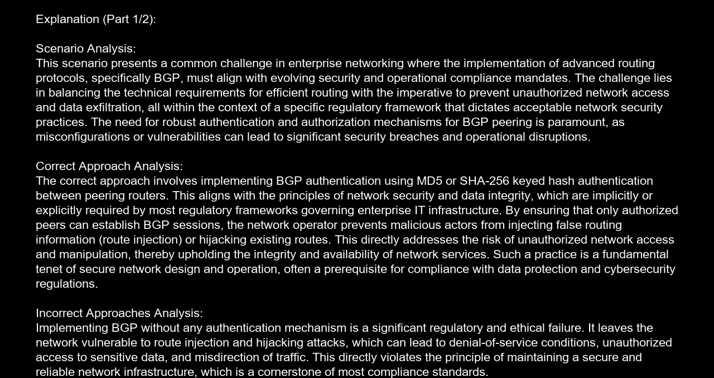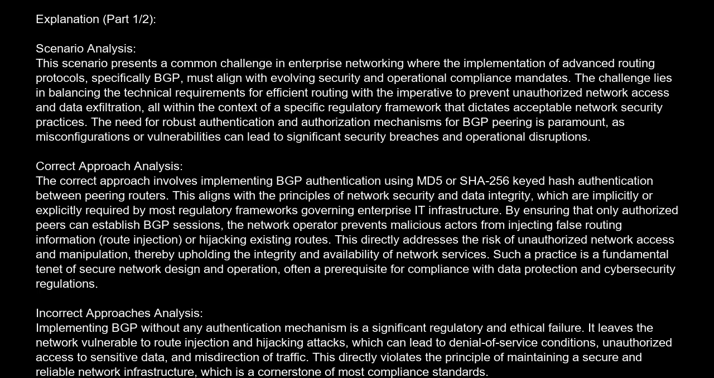The need for robust authentication and authorization mechanisms for BGP peering is paramount, as misconfigurations or vulnerabilities can lead to significant security breaches and operational disruptions. Correct approach analysis. The correct approach involves implementing BGP authentication using MD5 or SHA 256 keyed hash authentication between peering routers. This aligns with the principles of network security and data integrity, which are implicitly or explicitly required by most regulatory frameworks governing enterprise IT infrastructure.